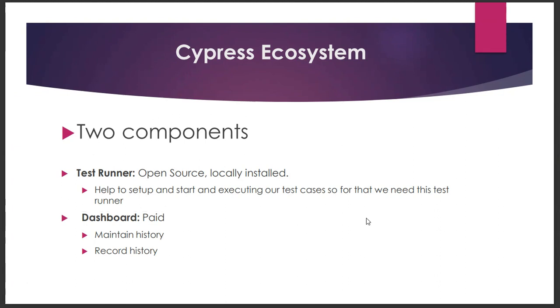Now the ecosystem of Cypress. In the ecosystem of Cypress, there are two components. One is the test runner and the second is the dashboard. The test runner is open source, locally installed on your machine, and helps to set up, start and execute our test cases. So for that we need this test runner. The dashboard is a paid feature of Cypress which maintains and records history.